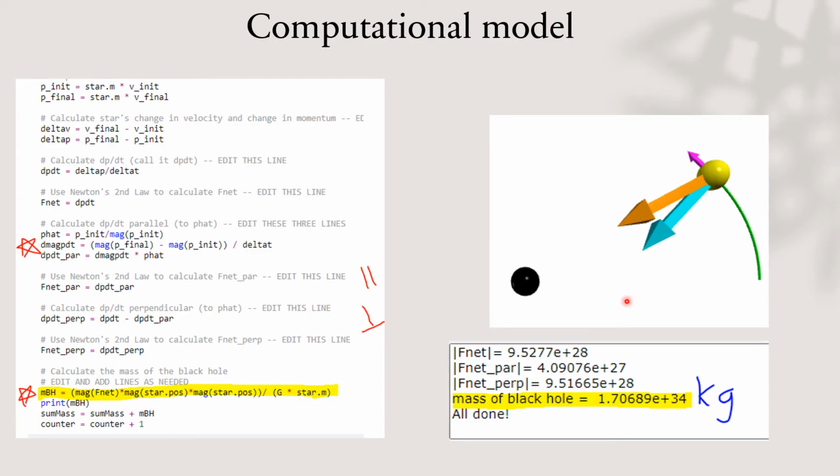Now, if we use the information we found in the previous section and plug it into GlowScript, we can make a model that will show us the parallel, perpendicular, and net force as the star orbits around the black hole. The F-net parallel arrow is in magenta, the F-net perpendicular is in cyan, and the F-net is in orange. Most importantly, the computational model allows us to calculate the mass of the black hole, which is estimated to be 1.71 times 10 to the 34th kilograms. For more detail on the computational model I made using GlowScript, feel free to visit the link in the description below.